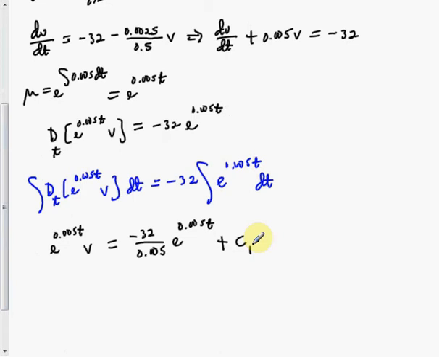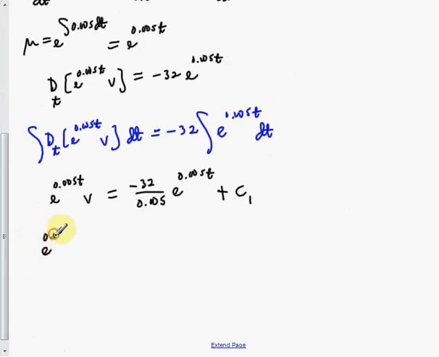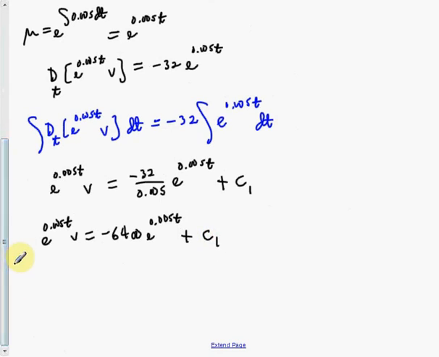Now that 32 divided by 0.005 is 6,400. So we have e to the 0.005 t times v is equal to negative 6,400 times e to the 0.005 t plus c sub 1. We'll divide both sides by that exponential. So we have v is equal to negative 6,400 plus c sub 1 times e to the negative 0.005 t.